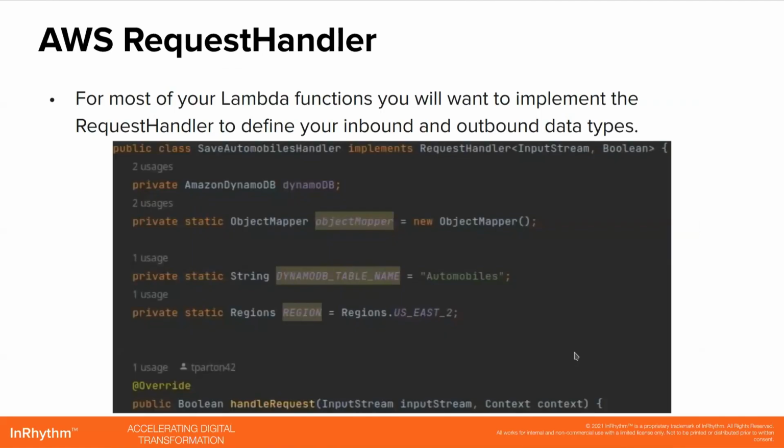All right. So next, when we're coding in this, typically you're going to use the AWS request handler for any inbound request. You can look at this little code snippet I have here, and in this class, SaveAutomobilesHandler, it's going to come in with an input stream, and then down here we've defined a handleRequest method, which I'll show you us calling in just a minute.